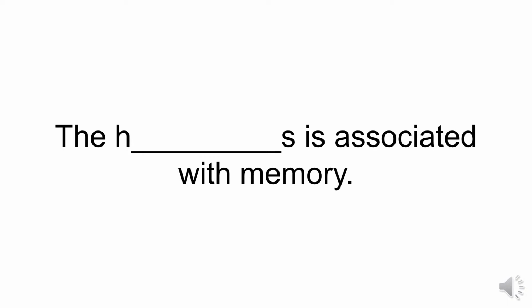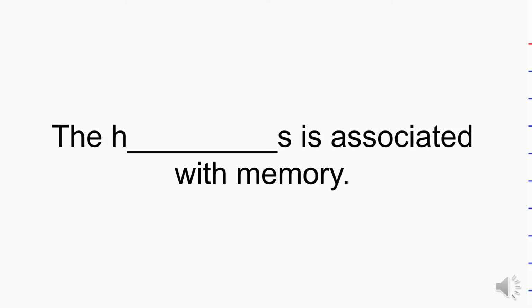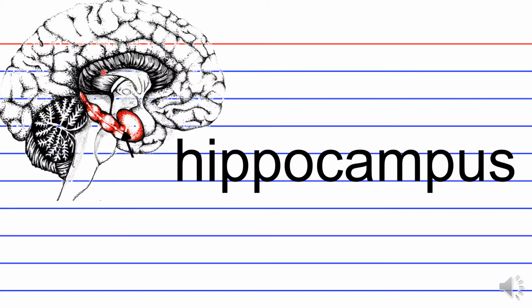The H-S is associated with memory. So which brain structure is associated with memory? That would be the hippocampus. Okay, so the hippocampus, the structure color-coded in red, is associated with memory. And it's just a sagittal view, like a side view, if the brain were cut in half.